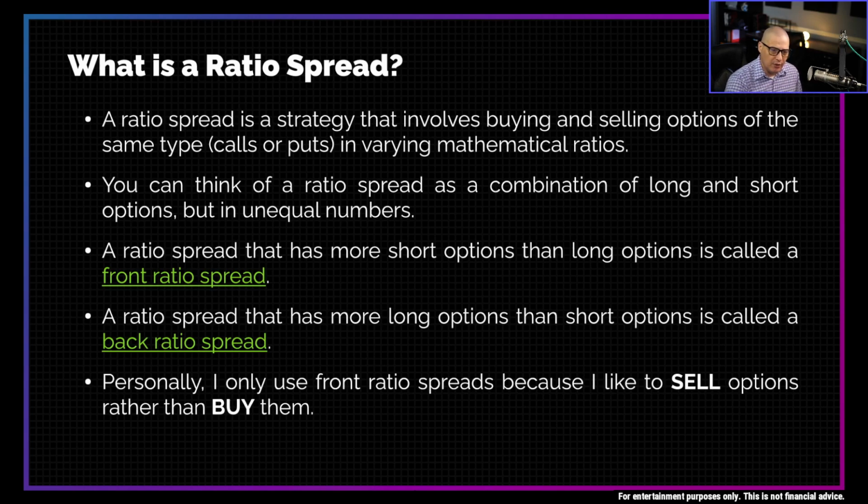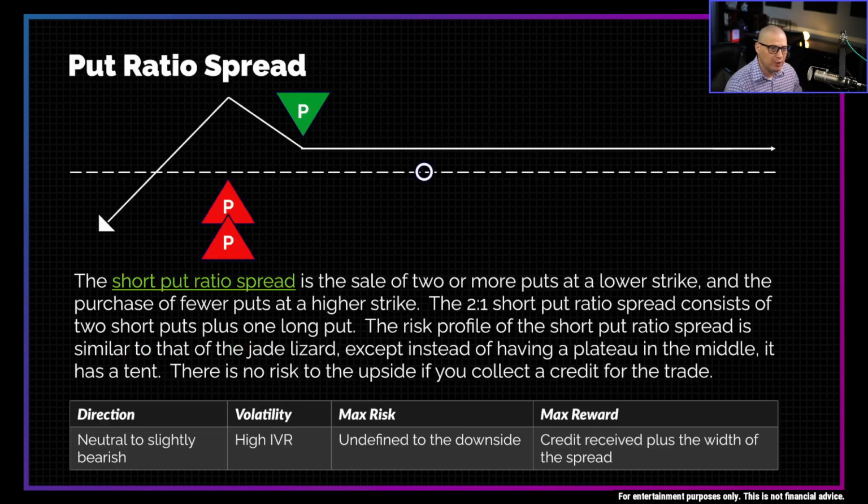The back ratio spread, on the other hand, has more long options rather than short options. So typically that's going to be a debit trade. You know, that's a ratio spread that you have to purchase, where the front ratio spread, because it's a short options trade, is a credit trade. You're going to receive a credit for selling the front ratio spread. For me personally, I only use front ratio spreads because I like to sell options rather than buy them. So anytime I talk about a ratio spread, it's always a front ratio spread where there's more short options than long options. So let's talk about the put ratio spread.